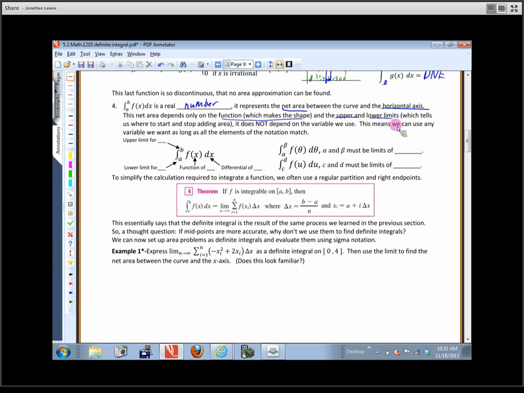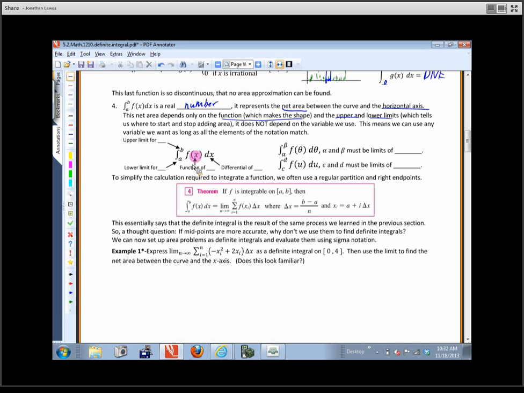Because the upper and lower limit, they tell us where to start and where to stop adding. It does not depend on the variable we use. Okay, I think we talked before about dummy variables. It doesn't matter what variable we use. It's the function that makes the shape, and it's the starting and ending point, the upper and lower limit, that tell us where to start adding and where to stop adding. Okay? So all we need to do is just make sure that all the elements of this integral notation match up.